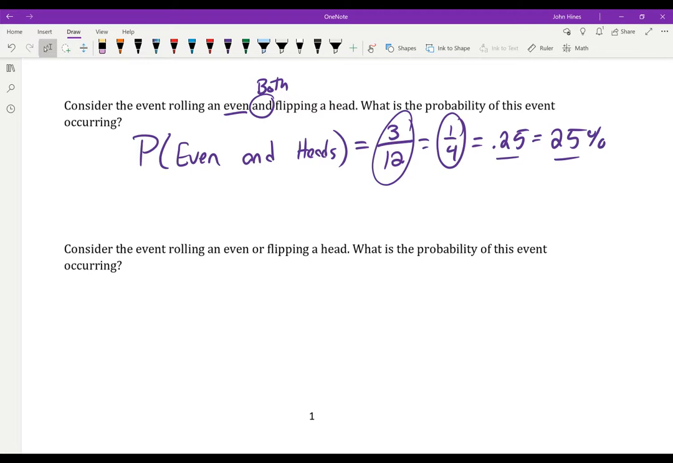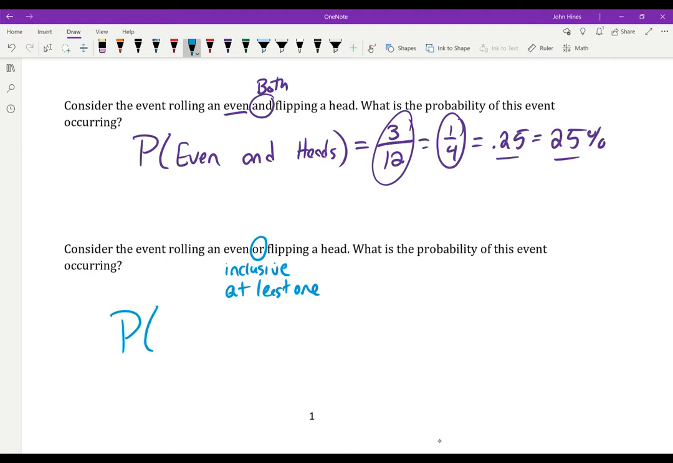Consider the event of rolling an even or flipping a heads. So notice I'm changing the word on you here. I'm changing that conjunction there to or, which makes a big difference. And or in mathematics is inclusive. That means at least one has to be true. Both of them could happen, even or heads. I can get an even and a heads, and that's okay. It's not an exclusive or where you get one or the other. It's an inclusive or saying I just need one of them to happen, and that's enough.